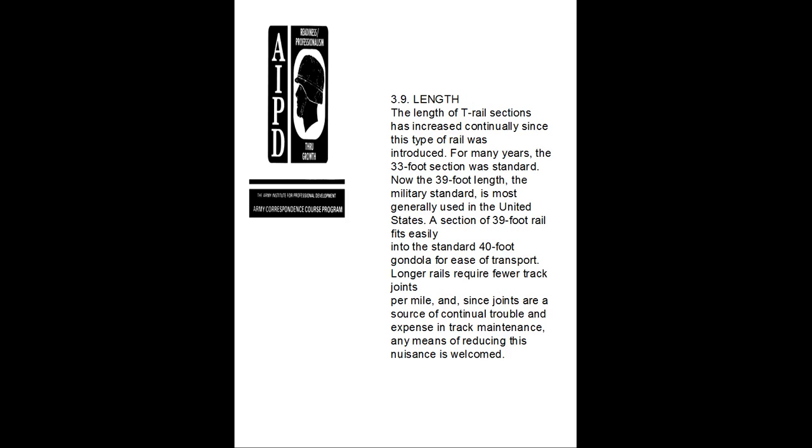3-9. The length of T-rail sections has increased continually since the type of rail was introduced. For many years, the 33-foot section was standard. Now the 39-foot military standard is most generally used in the United States. A 39-foot rail easily fits into a standard 40-foot gondola for ease of transportation.